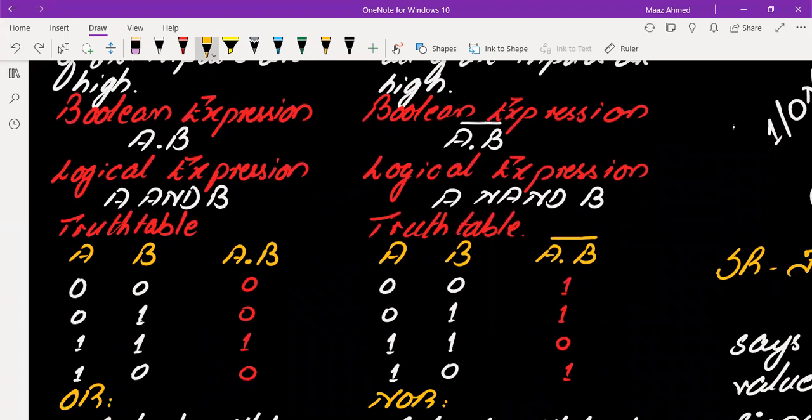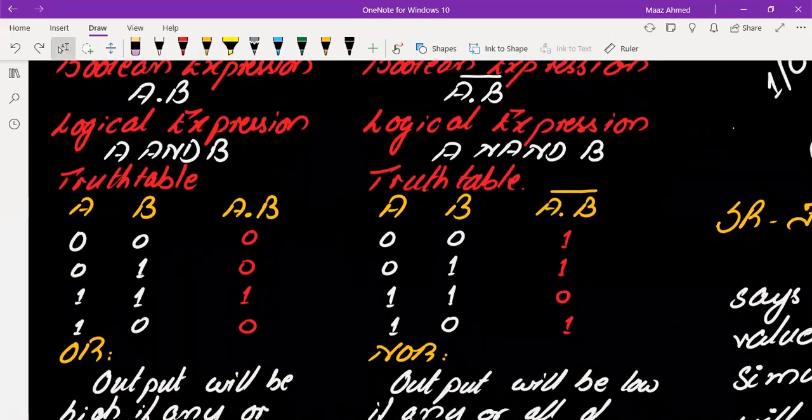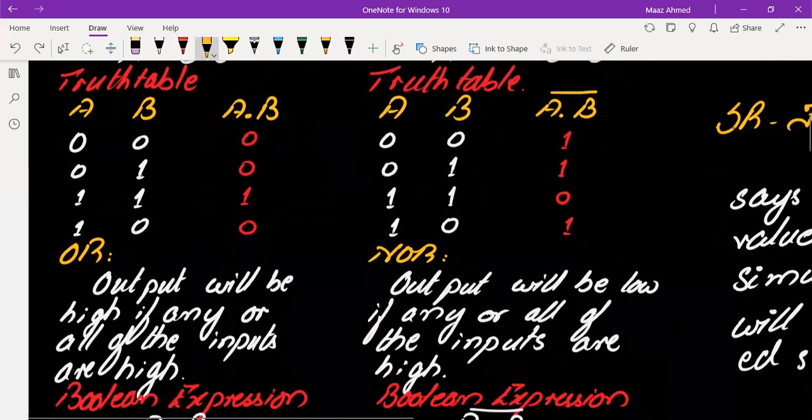That means it's a NOT gate over the AND gate. Okay. Then for the logical expression, you just simply need to write the name of the gate, A AND B. For 0, 0, it's a 1. For 0, 1, again, it's a 1. Now for the 1, 1, previously for the AND gate, it was a 1. Now it's a 0 over here. And finally, 1, 0, it's a 1.